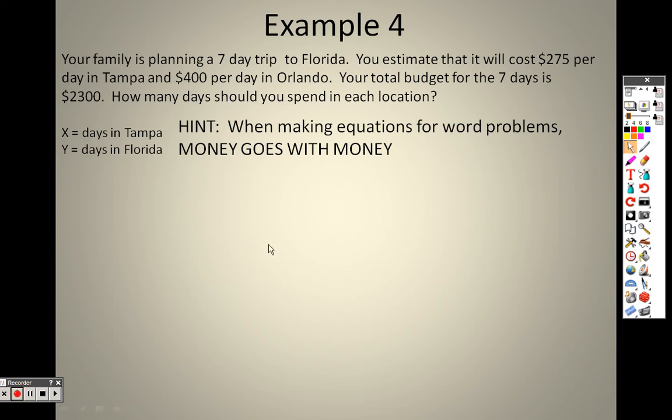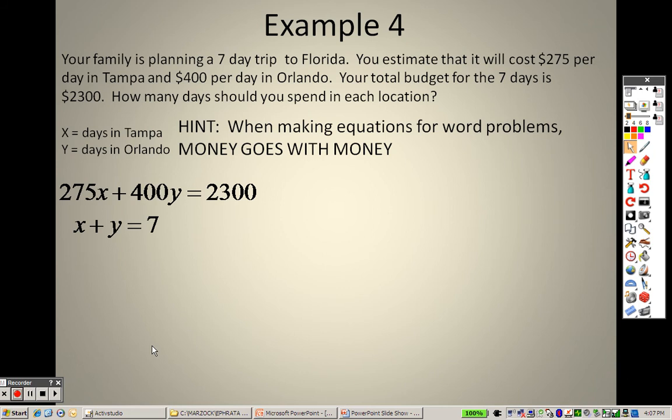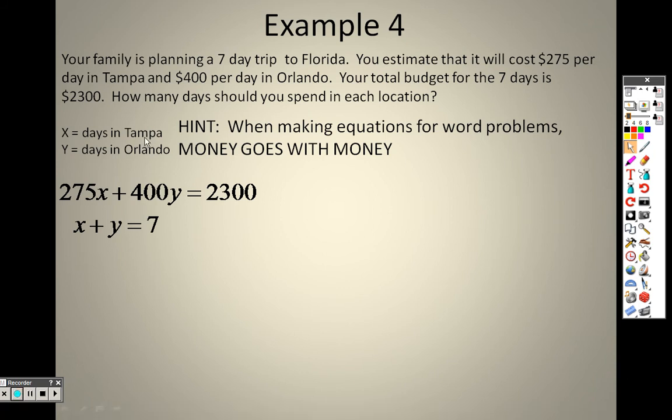Here's a hint that I'm giving you. Whenever you're making equations for word problems, most of the time you want to keep money with money. So since I'm talking about $275 and $400 and $2,300, I want to keep all those together. The reason it's x and y here is because it's 275 times x, as in $275 per day in Tampa, and it's $400 per day in Florida. And by Florida, I actually mean Orlando. So either way, we kept money together, and we set it equal to $2,300 because $2,300 is what it's going to cost at the end of those 7 days.